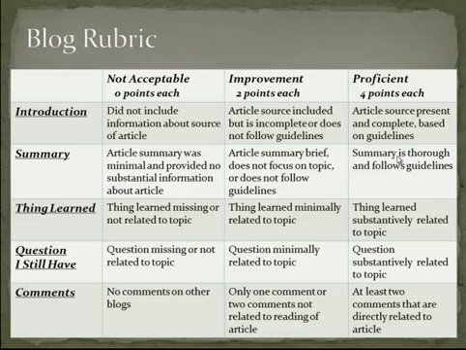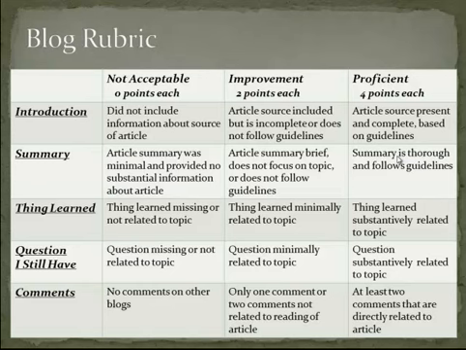Those are the performance criteria. I have 3 levels of performance: acceptable, needs improvement, or proficient, and I have descriptions of what the performance is at each one of those levels. So for example, if the thing learned that they state is only minimally related to that topic for that week, they only get 2 points. Or if they don't comment on other blogs, they get 0 points.